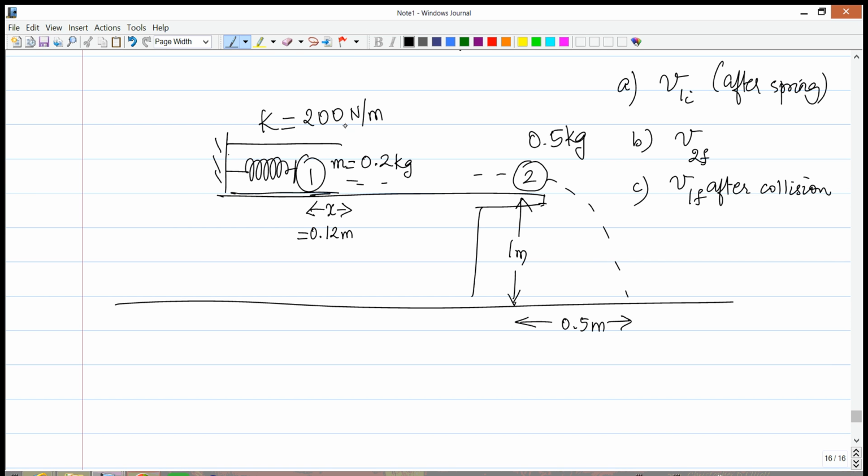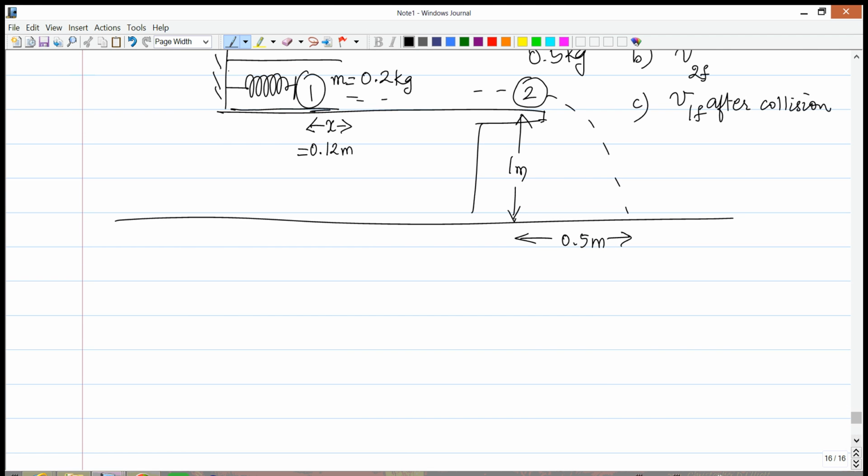And then the third part is where this 0.5 kg block moves along a parabolic path. So, several things going on. We'll have to use different concepts, like projectile motion, energy conservation, and momentum conservation, depending on the part that we're looking at. So the first thing we'll do is find the speed of block 1 after release by the spring.